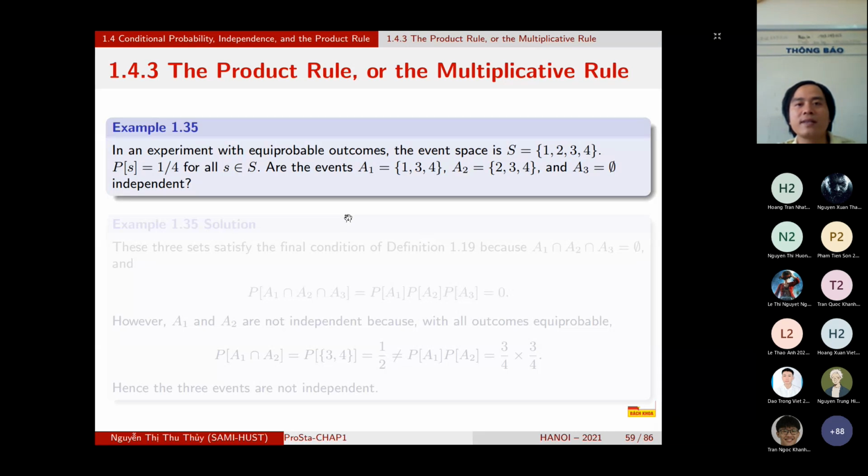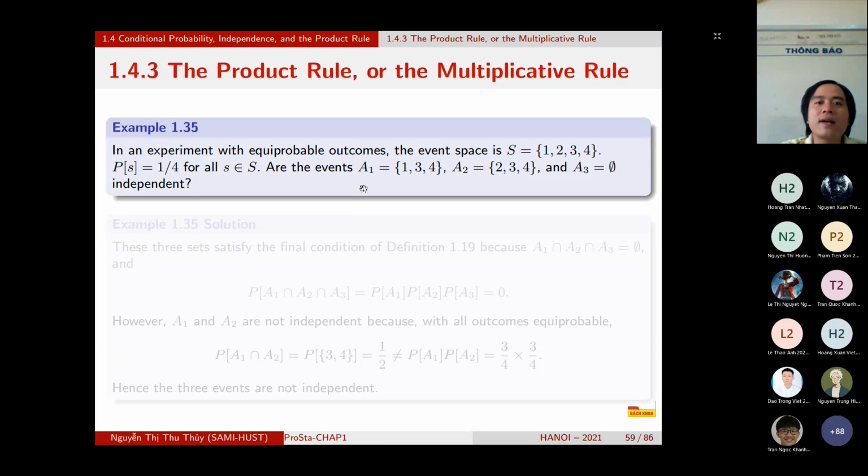We can consider the sample space S equal to 4 outcomes. We number them as 1, 2, 3, 4, with each event equally likely, so we have P(s) equal to 1 over 4 for all small s belonging to big S.